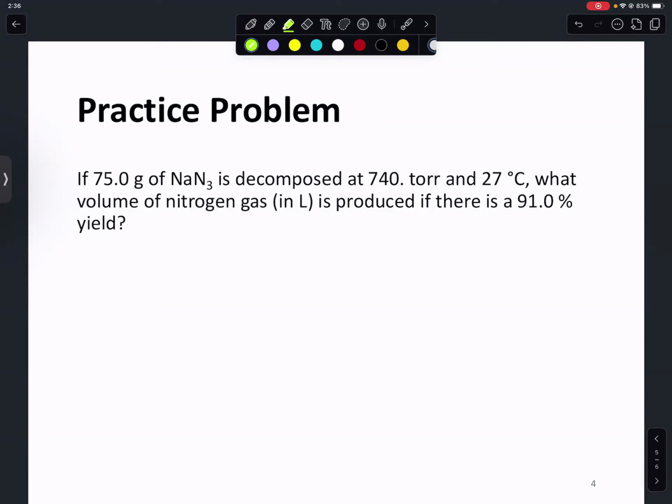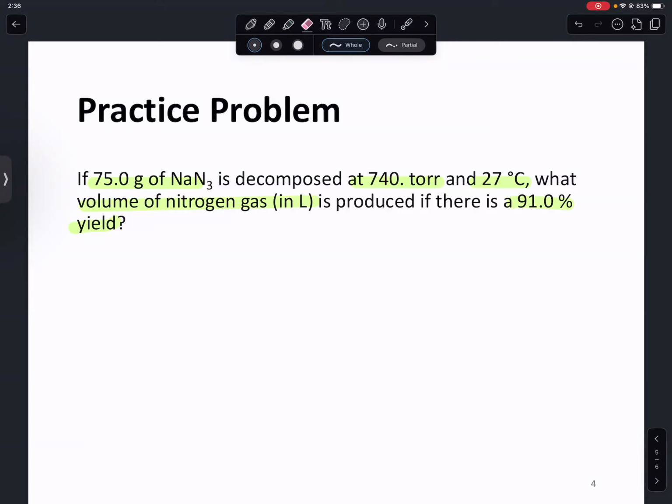Now, you are having 75 grams of sodium nitride decomposed, and you're given the pressure 740 torr at 27 degrees Celsius. What is the volume of nitrogen? So the idea is very similar to a past question. And in this case, you are given the percent yield this time, and you want to determine again the volume. So let's see how we are going to do this.